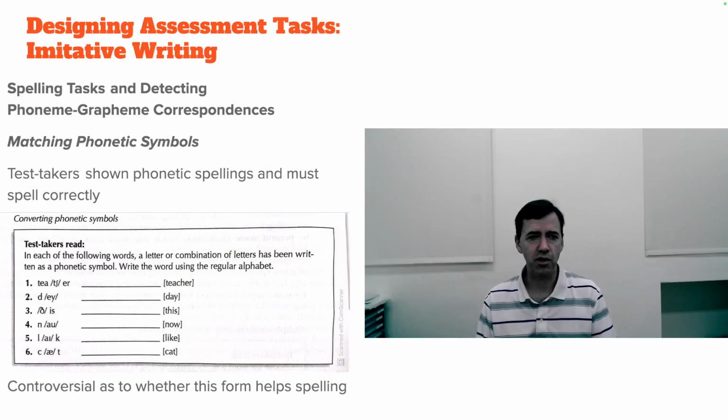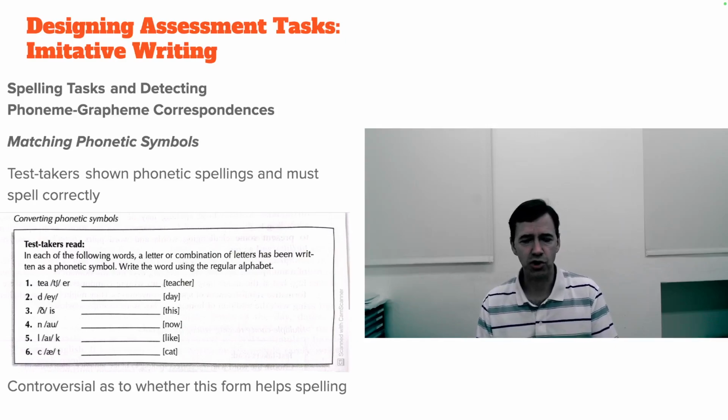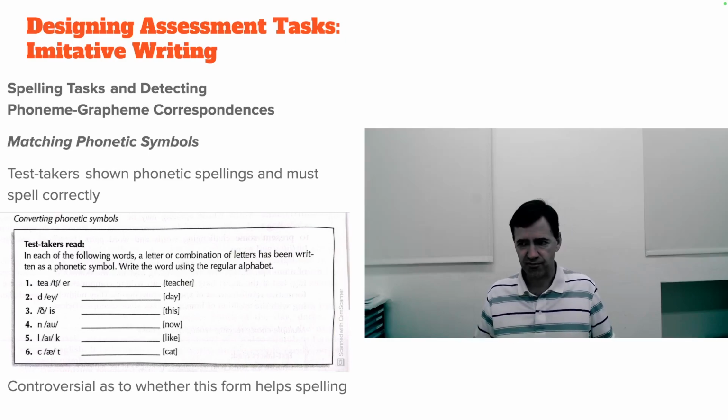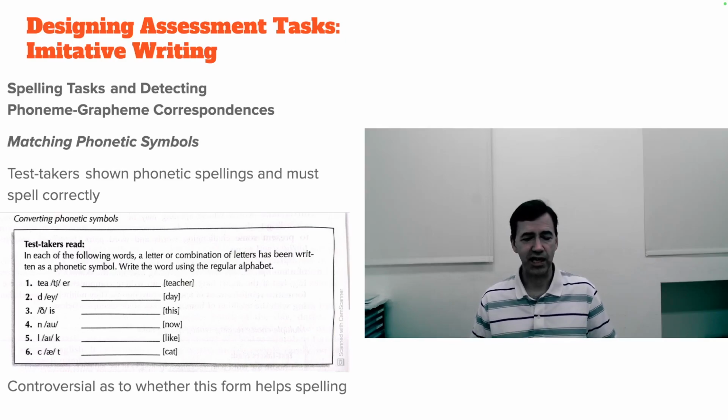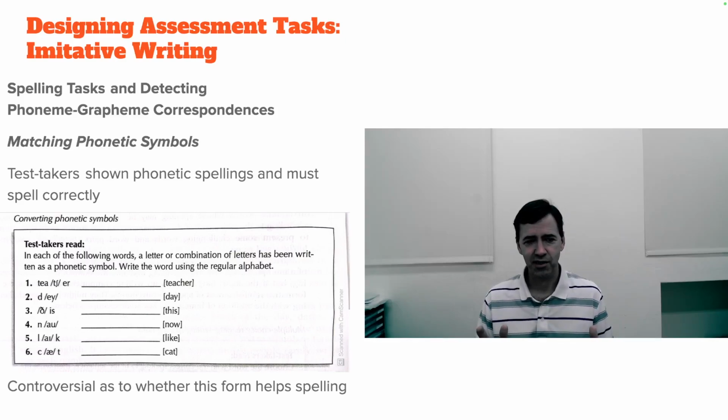Okay, so the next one is matching phonetic symbols. Now, this one I'm not so sold on, but the textbook shows it, so I'm going to talk about it. So here you will spell the word out with the phonetic symbols, whichever style that you teach them. So that's the first controversial point. Like in Taiwan, they may teach KK phonics, and then other schools may use like an American phonics system. And then some may use the IPA phonetic symbols. So that's the first complication, is which style are you going to use?